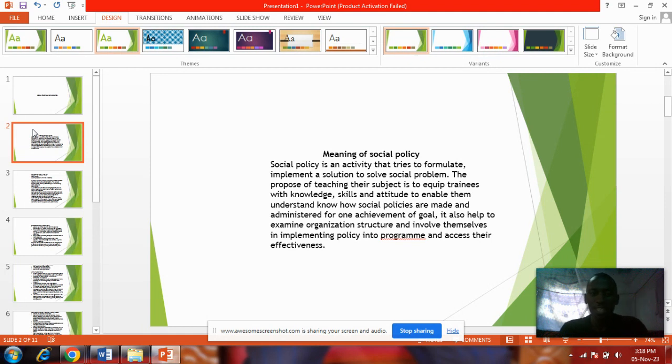The purpose of teaching the subject is to equip the trainees with the knowledge, skills, and attitude to enable them to understand how social policies are made and administered for the achievement of goals. It also helps us to examine organizations and structures, involve themselves in implementing policies into programs, and assess their effectiveness.